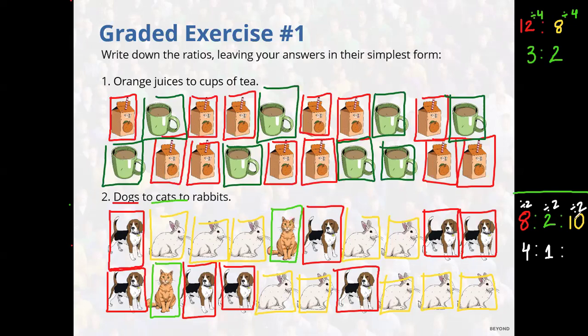And 10 divided by 2 is 5. Very good. So 4 to 1 to 5. Did y'all get that? Yes, sir. Very good.